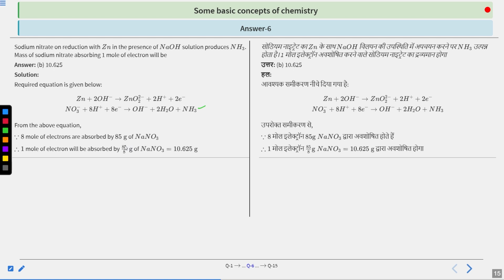So what will be the mass that absorbs 1 mole of electron? For that, 85 by 8. 8 moles of electron are absorbed by 85 gram, so 1 mole will be absorbed by 85 by 8. That will give you 10.625. So this many grams of NaNO3 will absorb 1 mole of electron. Clear? Okay.